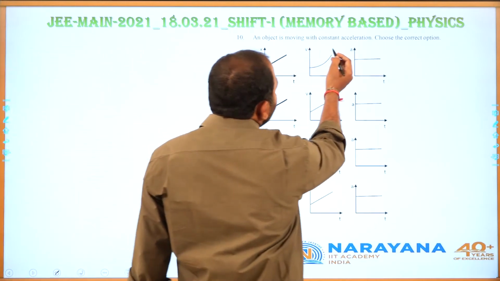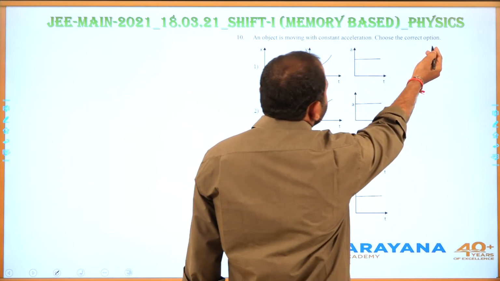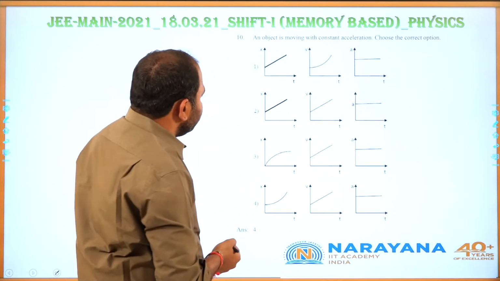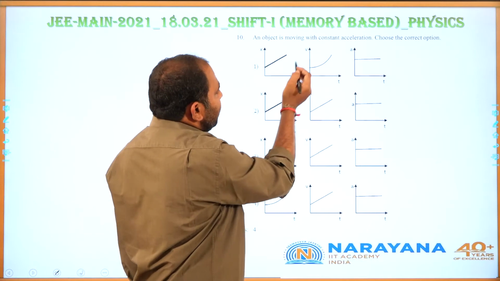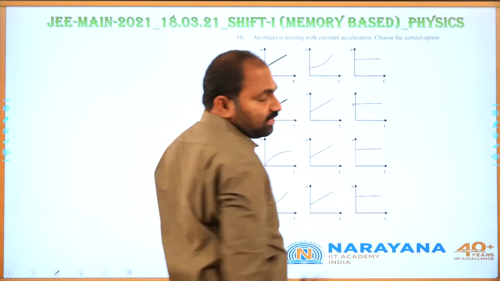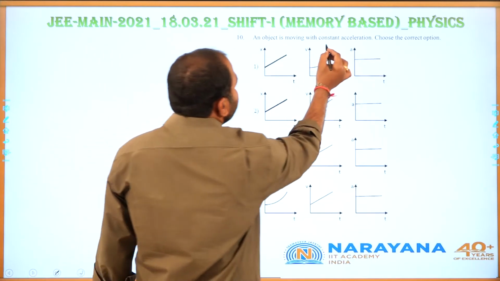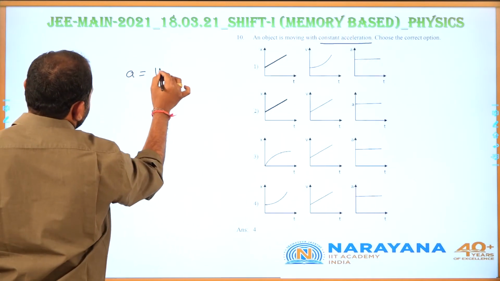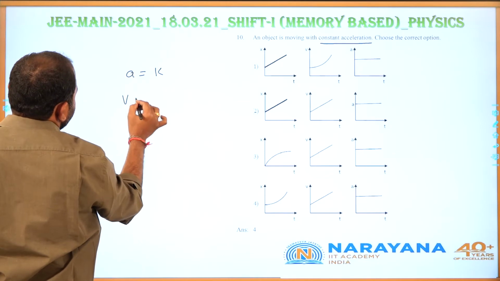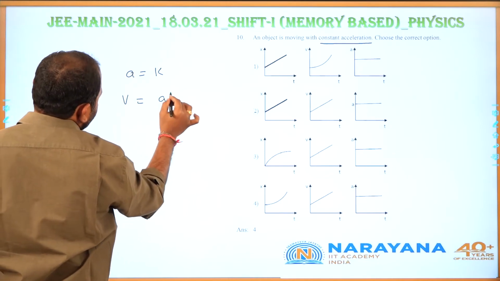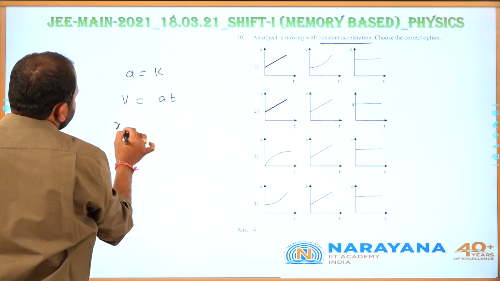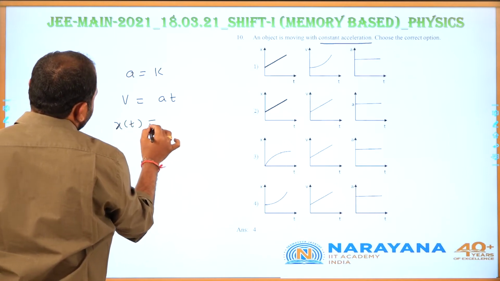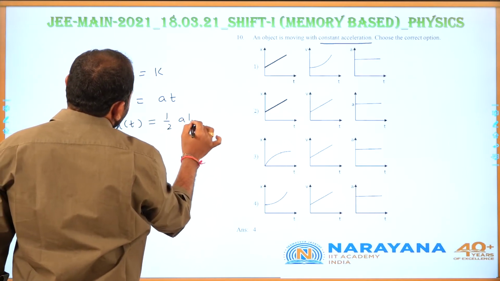An object is moving with constant acceleration. Choose the correct option. Here the position-time graph, velocity-time graph and acceleration-time graph are given. It is mentioned that acceleration is constant. A is a constant quantity. If acceleration is constant, velocity can be written simply as A into T. Displacement as a function of time can be written as half A T square.